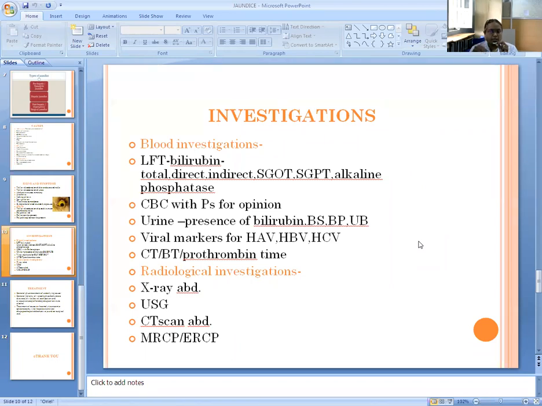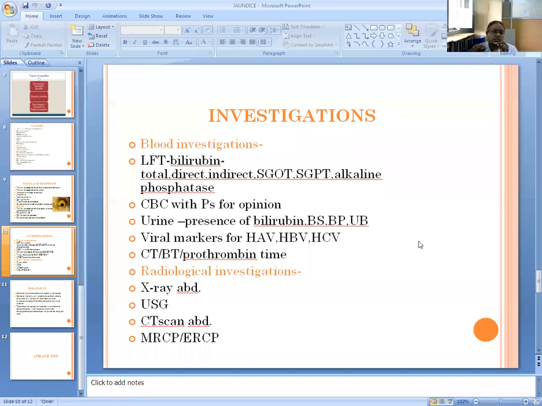First rule out hemolytic anemia. For that, you have to do a complete blood count. You have to see the hemoglobin level. If the hemoglobin level is low and the patient is pale, that means it can be hemolytic anemia. Then you have to check the urine for the presence of bilirubin, bile salt, bile pigment, and urobilinogen, that is, excretion of these in the urine. So you have to check urine also, and do a complete blood count for hemoglobin level.